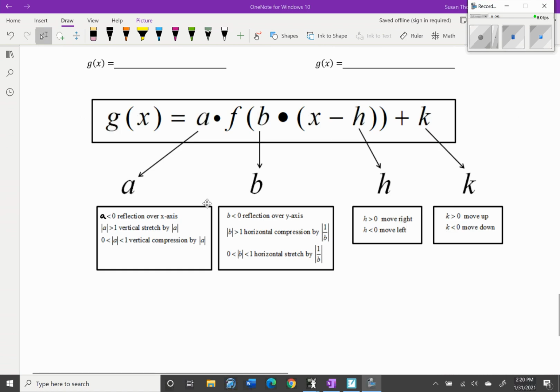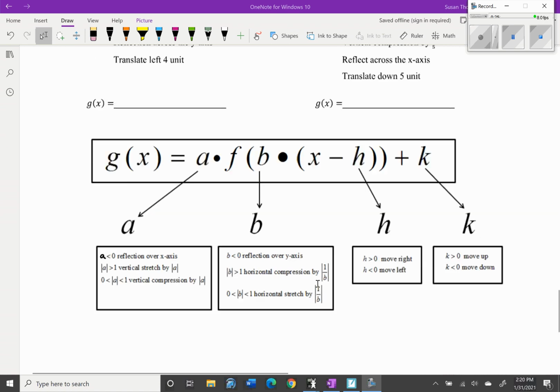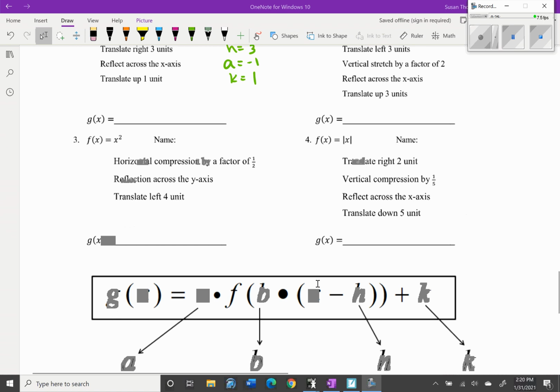And again, if you need to use your graphic organizer to help you right now, that might be a good idea, but again, try not to use it all the time because you don't want to become dependent on it, but for now it might help.